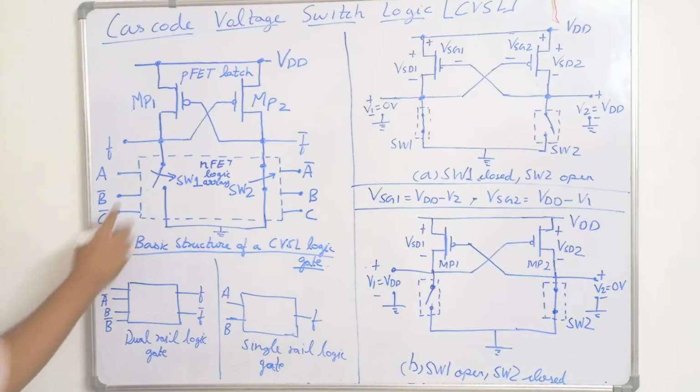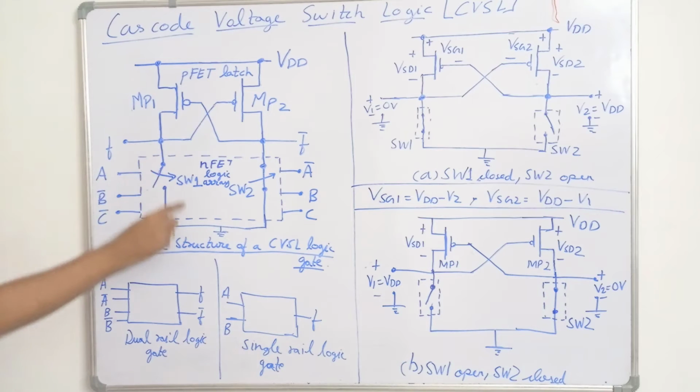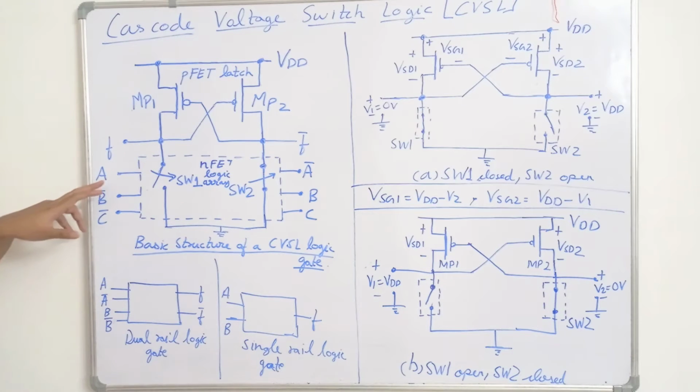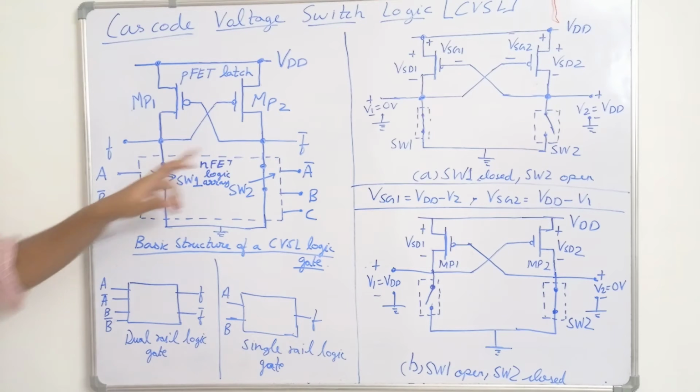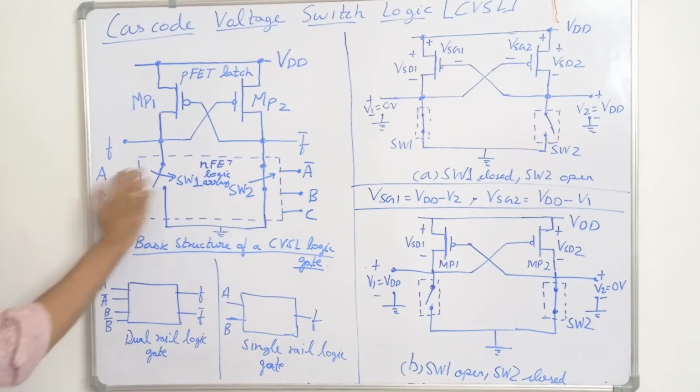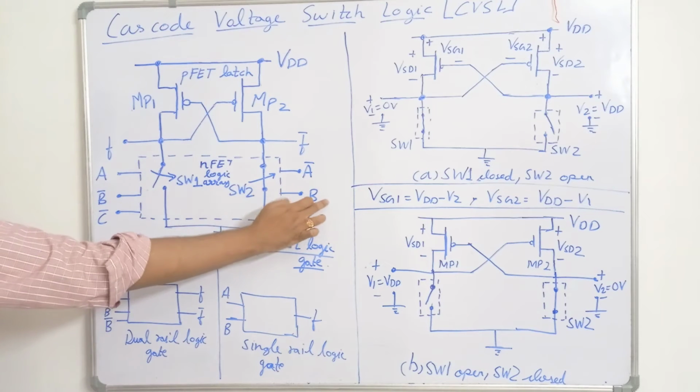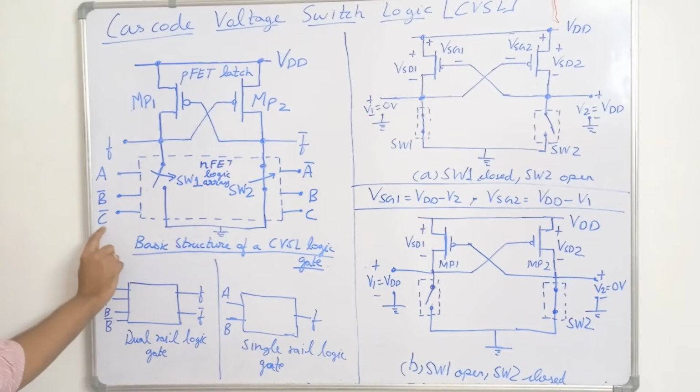So this is actually a dual rail logic gate. In a dual rail logic gate they use both the variable and its complement as an input pair. Now you can see in this NFET network, this input is A, this input is B bar, this input is C bar, and this input is A bar. So A and A bar are complements. This input is B, so B and B bar are complements. This input is C, so C and C bar are complements of each other.